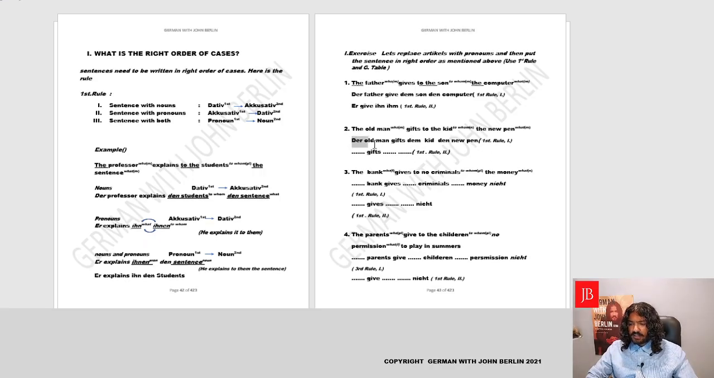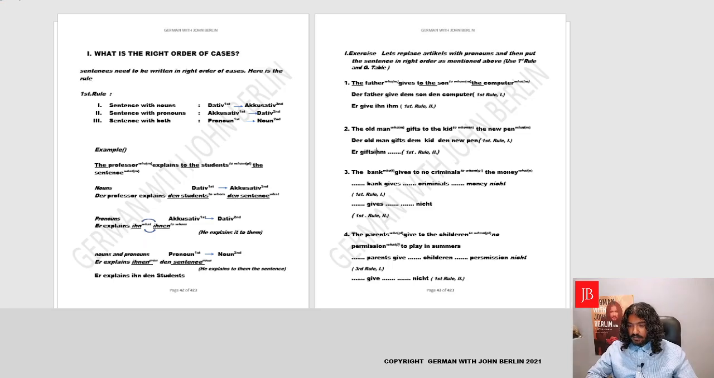Now we'll change the sentence into pronouns, in which we'll look at the articles, and according to the articles get the pronouns. So the old man, instead of the, we could write he, gifts dem kid. To whom? To the kid. So instead of dem kid, we look at dem and write ihm.